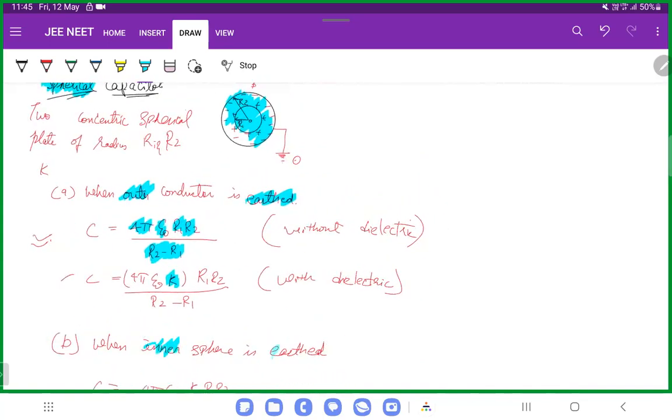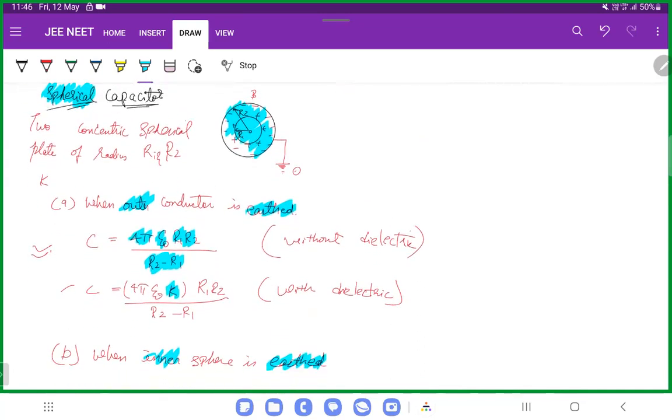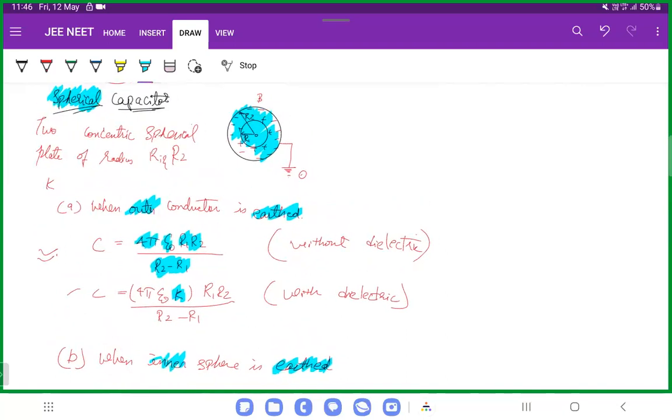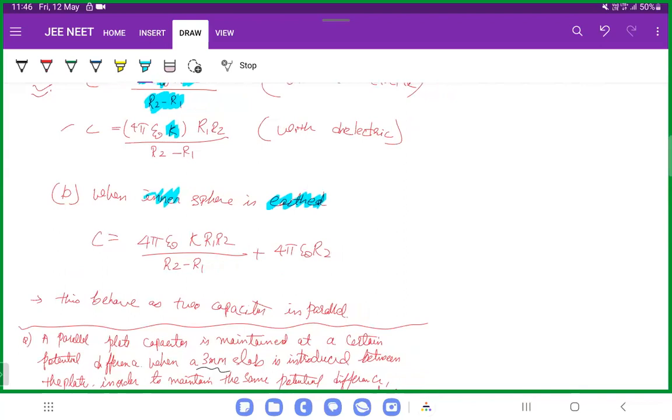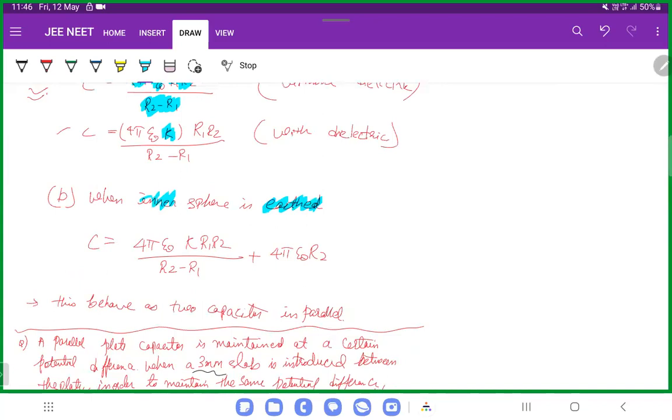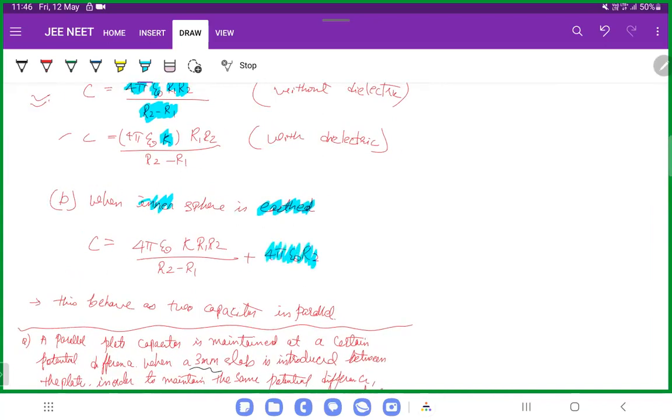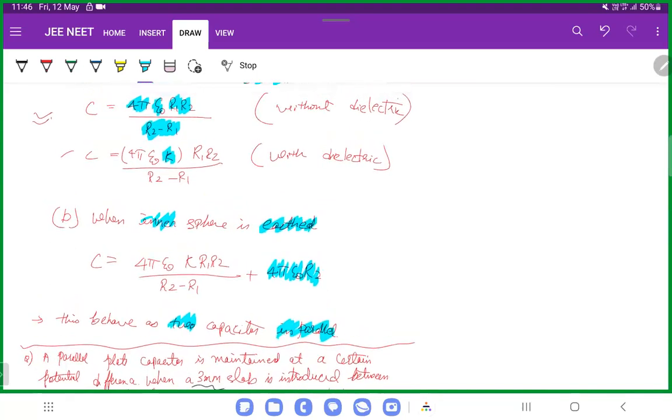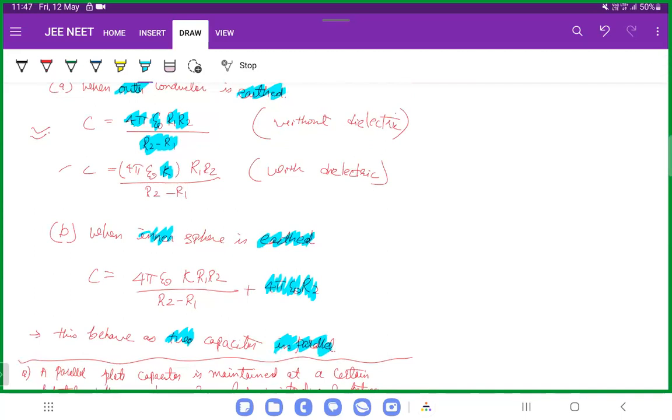If the inner sphere is earthed, okay. When the inner sphere is earthed, it will be the same formula, just we have to add 4 pi epsilon naught R2, the outer one. So this will behave as two capacitors in parallel. Make a note of both forms. Then we'll go for numericals.